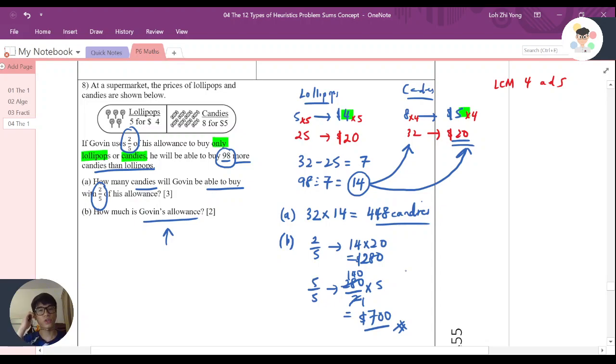Now, this question is special because it expects us to make the price become the same instead of the number. The way it tells you to make the price the same is slightly different from what questions usually say. Usually they say they use the same amount of money. But this one, they say they buy only lollipops or candies.